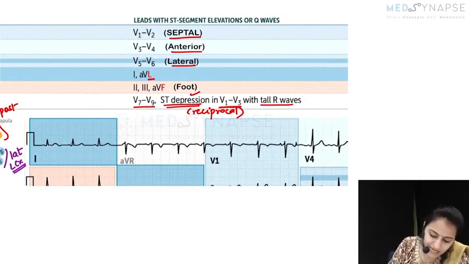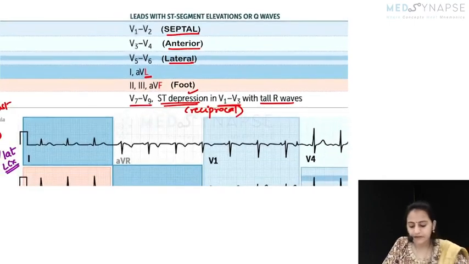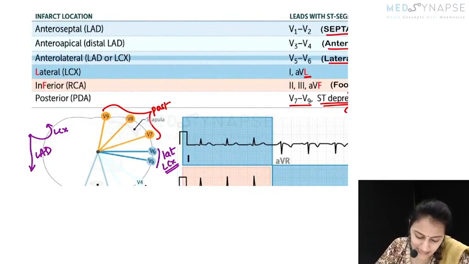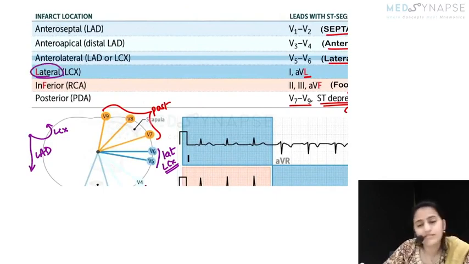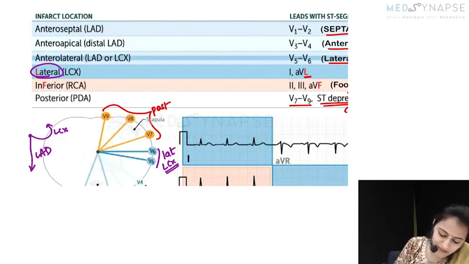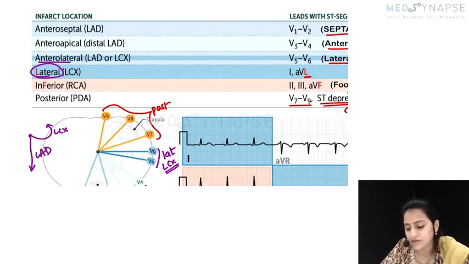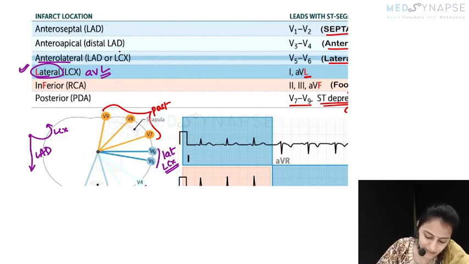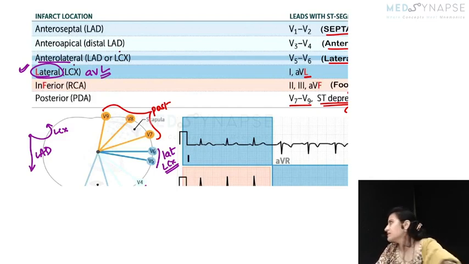If it is AVL, right? If it is lead 1 and AVL, what is this? Just lateral. Remember that V5, V6 is like anterolateral, and if it is just asking about lateral, it is the lead AVL. Right? Be it anterolateral, be it lateral, you have the circumflex there.